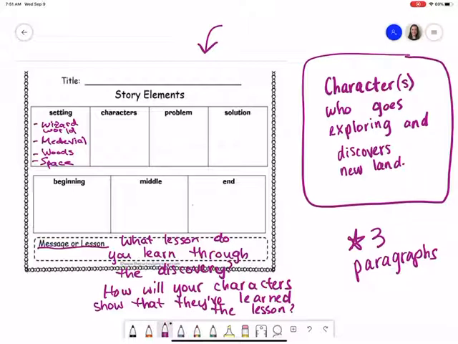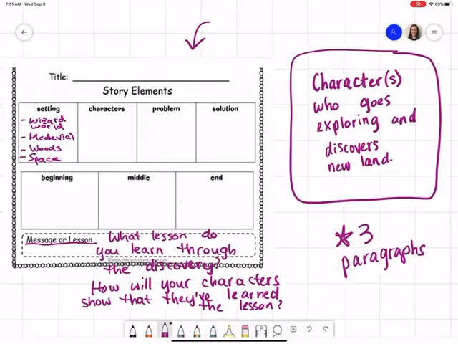Okay? So we are going to end now. And if you need extra help, please, please, please, we're ending early so that you can get extra help. So if you come to a place and you're like, I don't know what to do next, I don't know if I included the lesson, I don't know if I wrote a beginning, middle, end, you can message me on Schoology, okay? And I will be there to help. So please take advantage of that, guys.